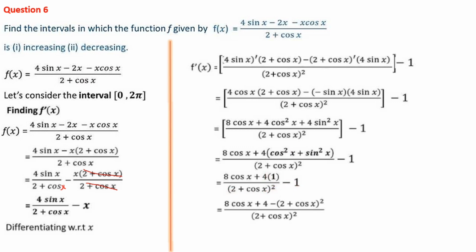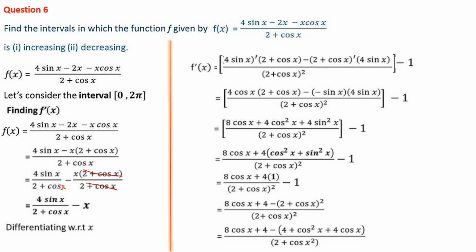Then here 8 cos x plus 4, taking LCM means 2 plus cos x the whole square you can multiply with 1. That means minus 2 plus cos x the whole square by 2 plus cos x the whole square. Taking 2 plus cos x the whole square as common LCM, that's what we have done.